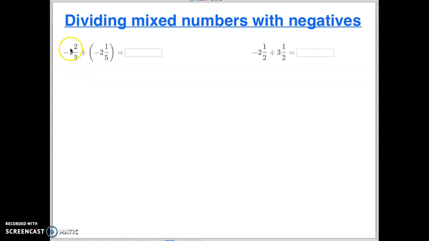Actually, I don't even do it that way, guys. To be honest, forget the negative. We just know it's going to be a negative in the end. 1 times 3 is 3, plus 2 is 5. So this one turns out to be 5/3. Then apply the negative in front of it.